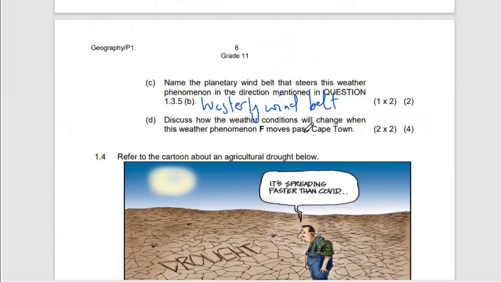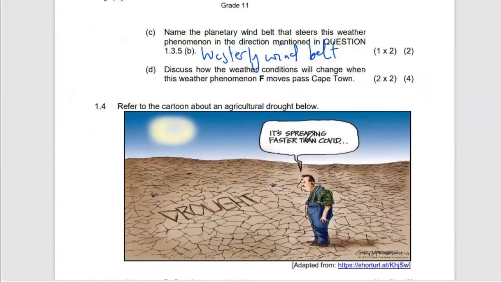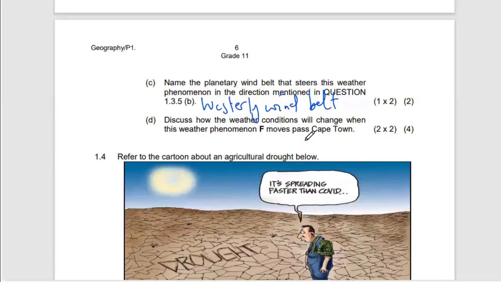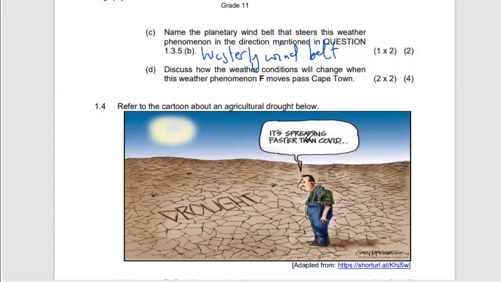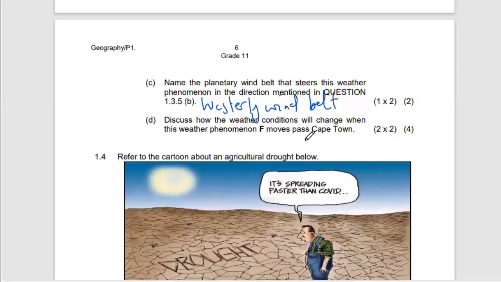Right, taking up the next question, it says, discuss how the weather conditions will change when this weather phenomenon at F moves past Cape Town. When it moves past Cape Town, we are looking at the coming of the cold front. How is it going to affect weather conditions? The cold front, remember, brings in cold conditions. So we are going to experience a drop in temperature. Temperature is going to decline, it's going to decrease.